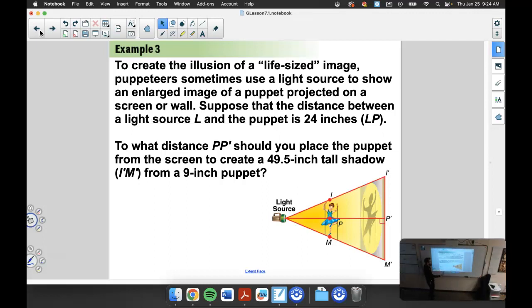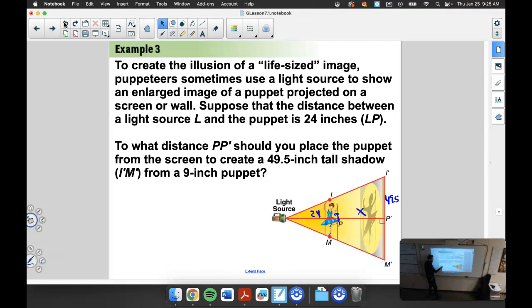So this is this one. Notice that this is actually two triangles. You've got a triangle here and a triangle here. So these are our two triangles that we're looking at. It says, suppose the distance between the light source and the puppet is 24 inches. To what distance, P to P prime, should you place the puppet from the screen to create a 49.5 inch tall shadow from a 9-inch puppet?